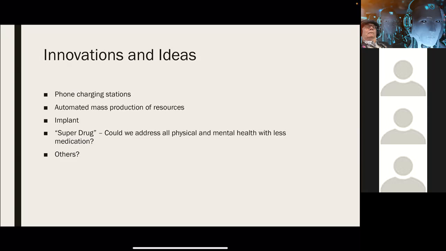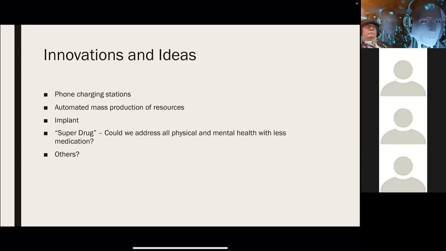And when someone does have a phone, they run into the issue of not having anywhere to charge their phones, or their phones being really old flip phones, and they are not able to keep it up to date. So a phone charging station is one way to mitigate this issue. And with automation, we could create automated mass production of resources, and maybe those resources could be utilized towards building shelters that are more accessible, and building more facilities that could provide care.